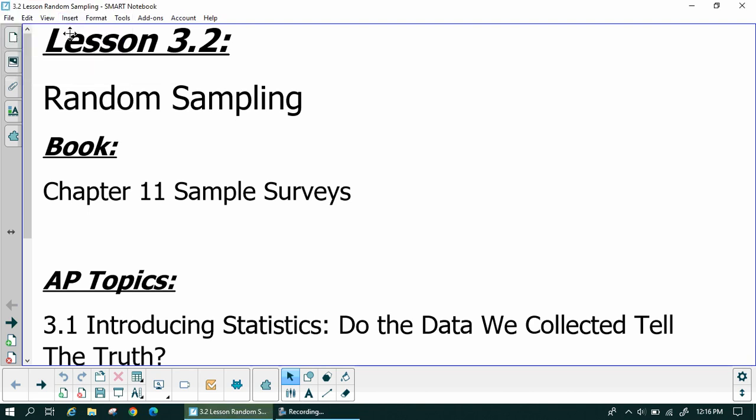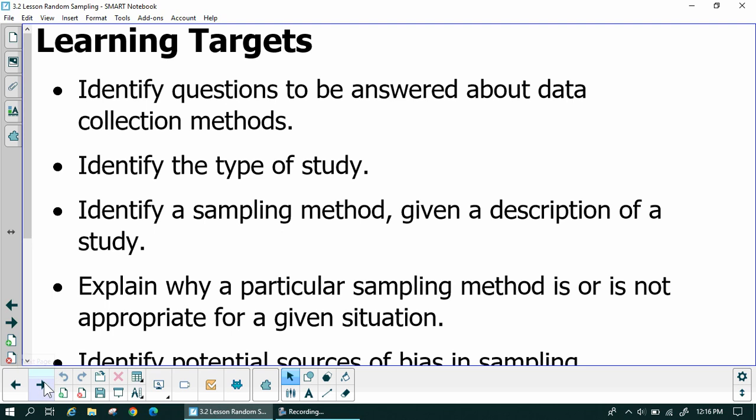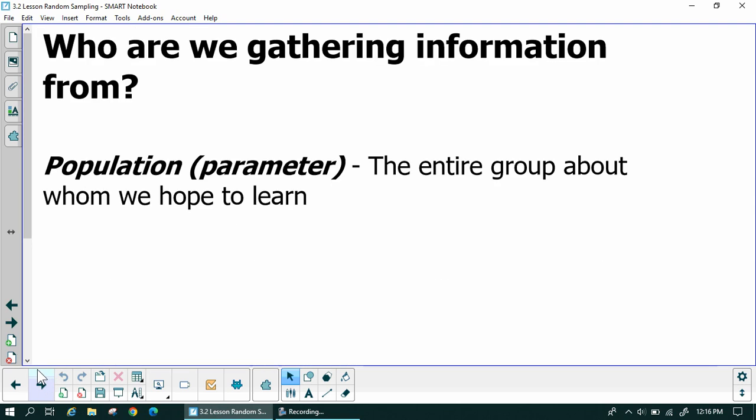Hey all, today we're going to continue our discussion on collecting data. We've already talked about running simulations, and now we're going to talk about random sampling. And so the first part we need to discuss is knowing who we're gathering information from.